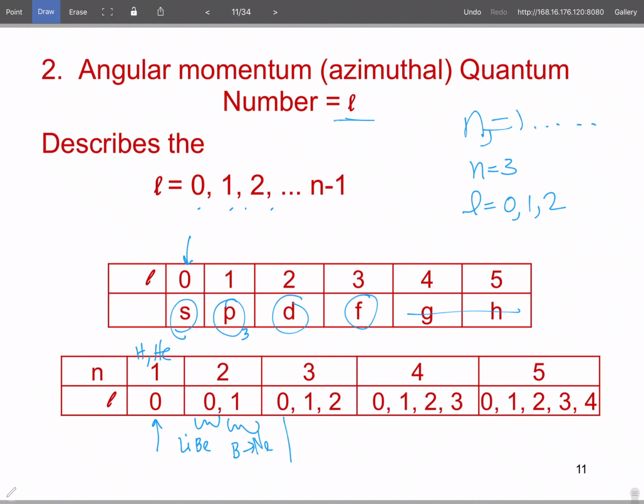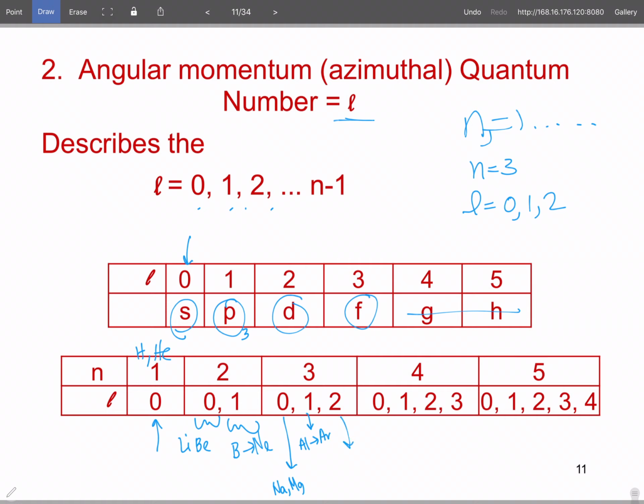So for the third energy level, the 0 would be sodium and magnesium. The 1 is going to be the p orbital, and that will be the aluminum through the argon.